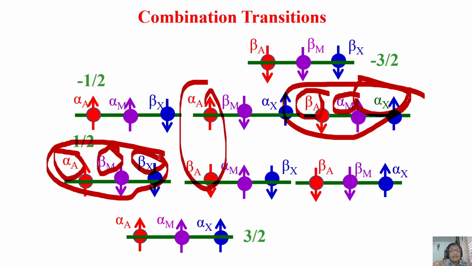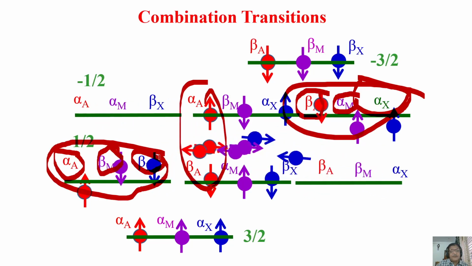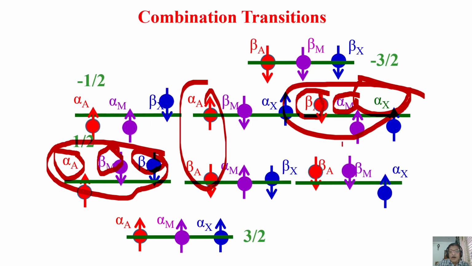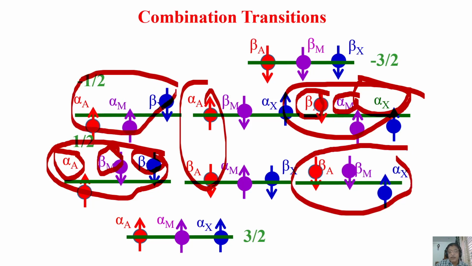Is there any other combination transition you can think of? What about this? This of course we did. What about this? Here also, beta A is changing to alpha A, beta M is changing to alpha M, alpha X is changing to beta X. That's also allowed. There's another combination transition. These three completely are changing to this. That's also allowed. What about this one?